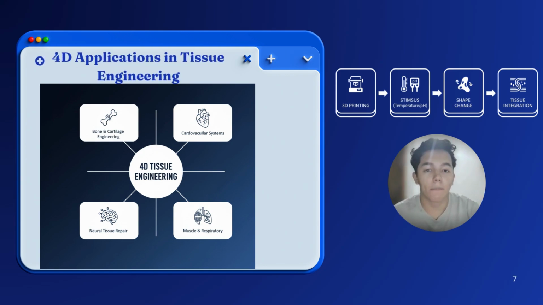4D fabrication has emerged across four major tissue engineering domains. Bone and cartilage applications use shape memory scaffolds that adapt to irregular defects and provide optimal mechanical support. Cardiovascular systems include self-expanding stents and cardiac patches that conform to heart geometry. Neural applications focus on guidance conduits and brain tissue models that respond to physiological cues. Muscle and respiratory tissues benefit from dynamic scaffolds that provide mechanical stimulation during tissue development.